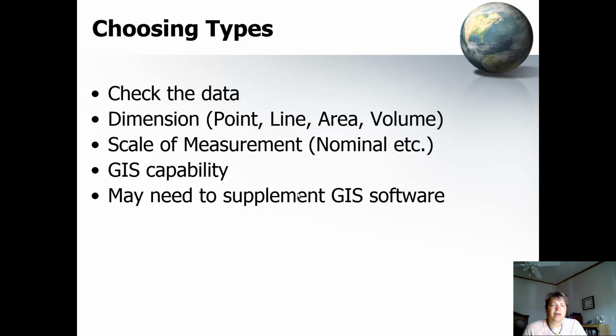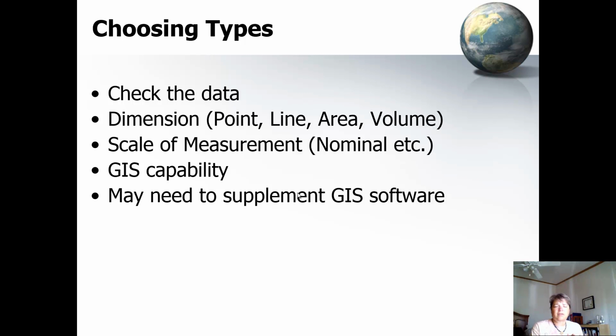You want to pick a map type for the type of data that you're using. You also want to consider if you have a lot of points, lines, areas, volumes, what are you looking at in your dimension? What type of scale of measurement are you looking at? This is covered in the text, but are we looking at nominal data, ordinal data, interval, or ratio data?